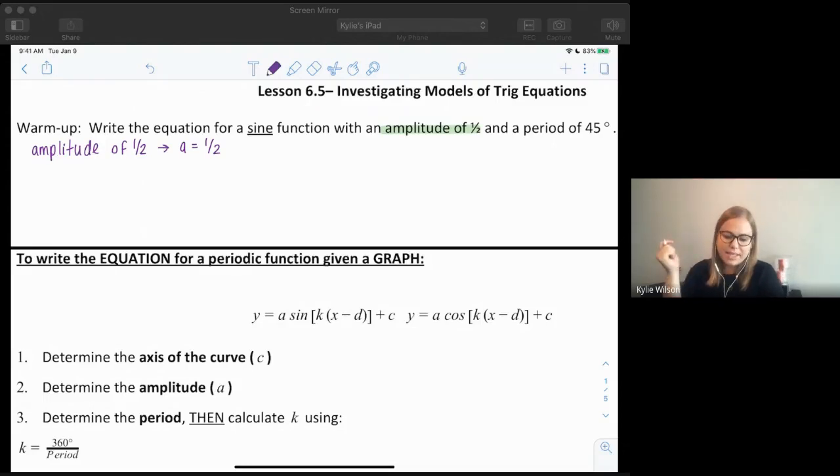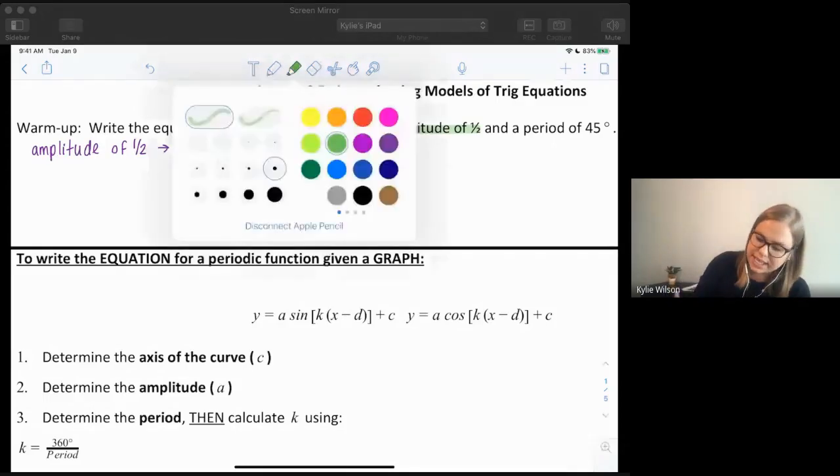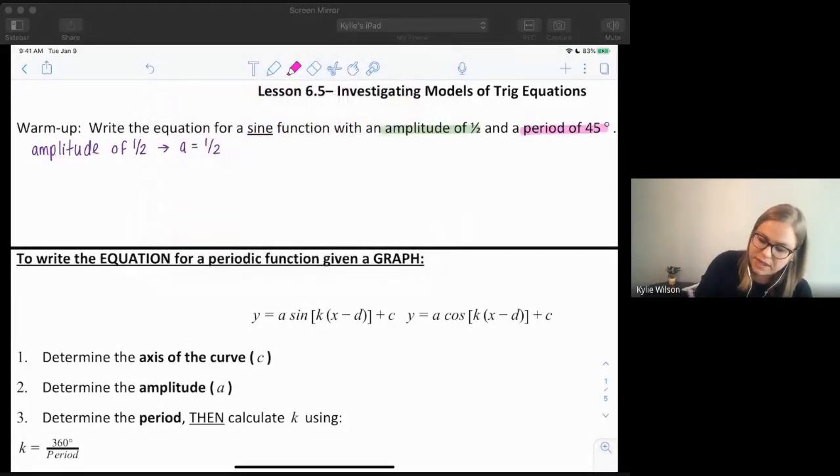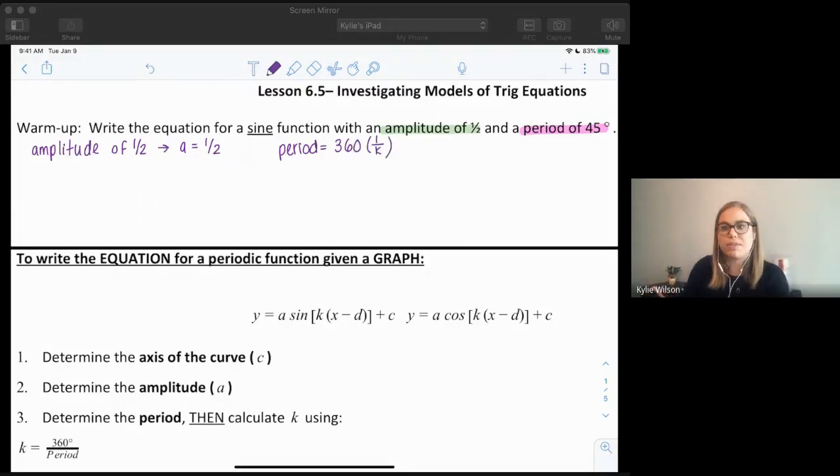The next piece of information I'm given is that the period is 45 degrees. Now, if the period has changed from 360, that means I have a K value. So how I find that K value is that the period is equal to 360 multiplied by 1/K. And I'll give you a little bit more of a simplified version of that equation later in the lesson. But our period was 45.